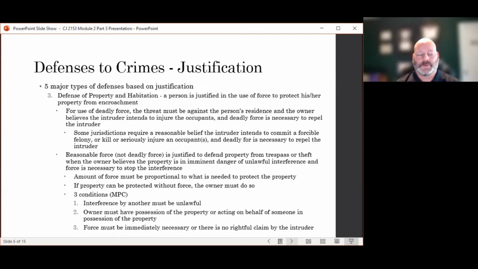Under the Model Penal Code, 3 conditions exist for this type of defense. The other must be unlawful. The owner must have possession of the property or be acting on behalf of someone in possession of the property. And the force must be immediately necessary, or there is no rightful claim by the intruder.